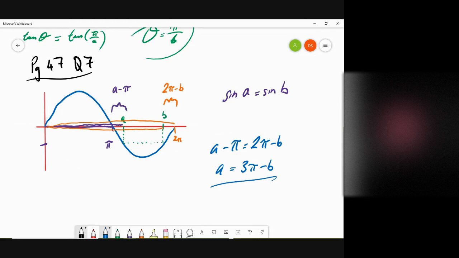Okay. Does that work? And what does the answer have? Question 7, page 42.